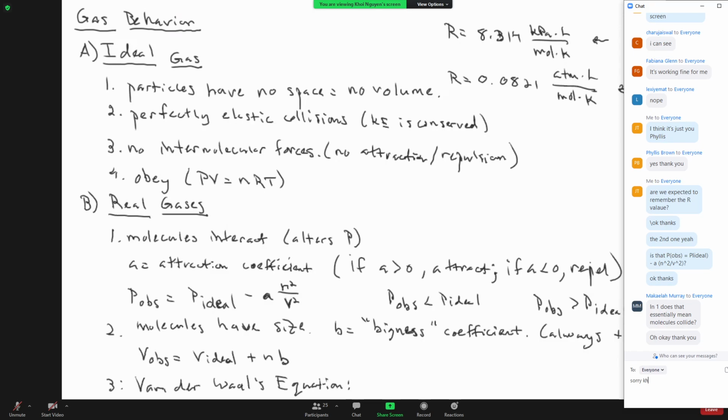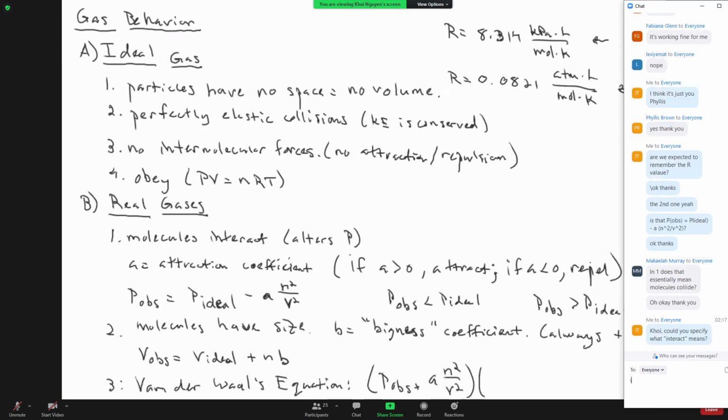And realistically, we're solving for P ideal, so you get P observed added to the attraction coefficient times attraction or repulsion.